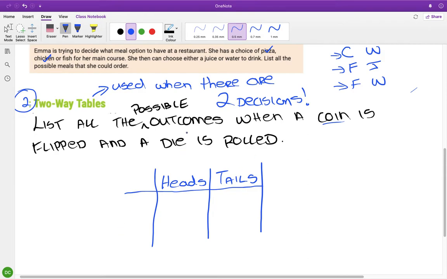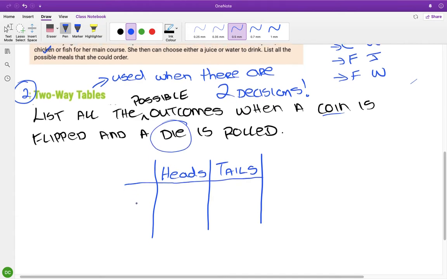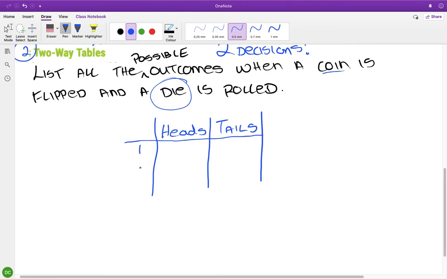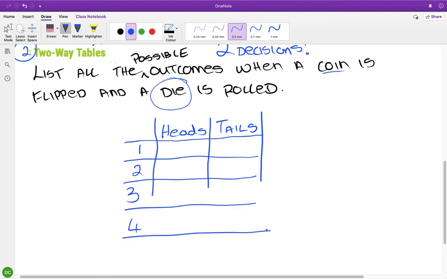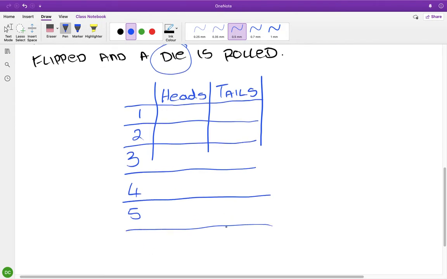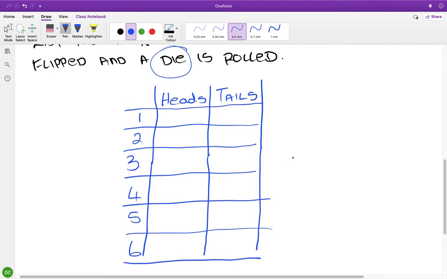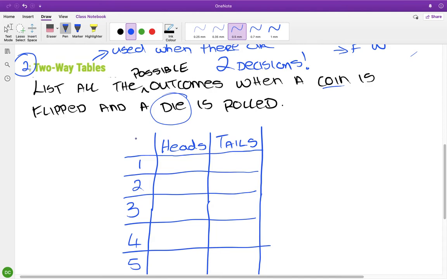Down the side then, I'm going to do my second thing. Okay, so the second thing is the dice. So when you roll a dice, what are your options? You could get a 1. You could get a 2. You could get a 3, a 4, a 5, or a 6. Okay, now that is my two-way table. Two-way because you've got something across the top and something down the side. So that's a two-way table. That's why it will only work for two things. Okay, so two decisions, I should say, or two experiments.